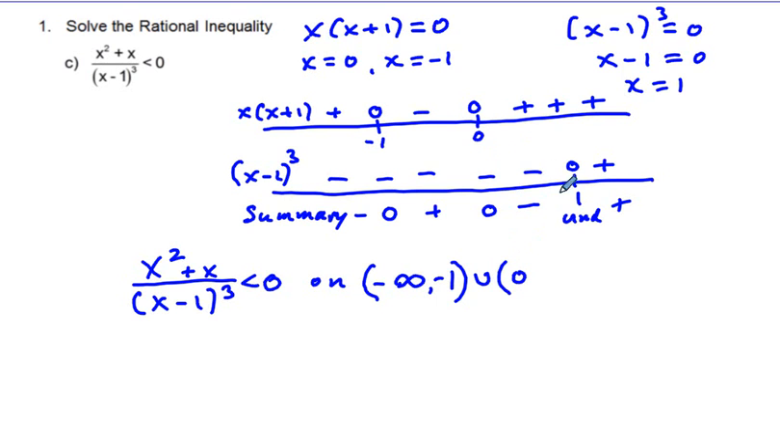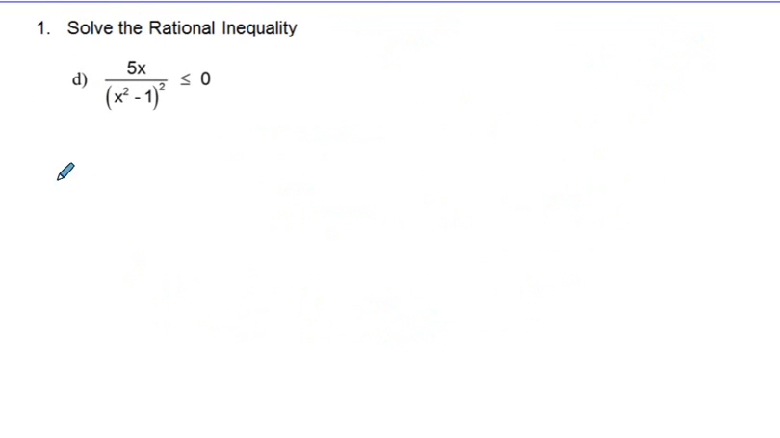So 0, comma, up to 1, where we're undefined. So that's going to be it for C. Next, D.